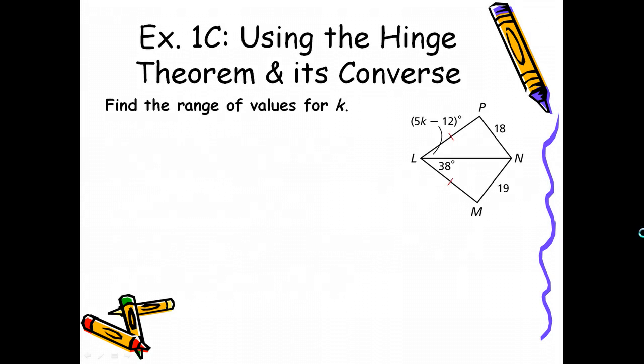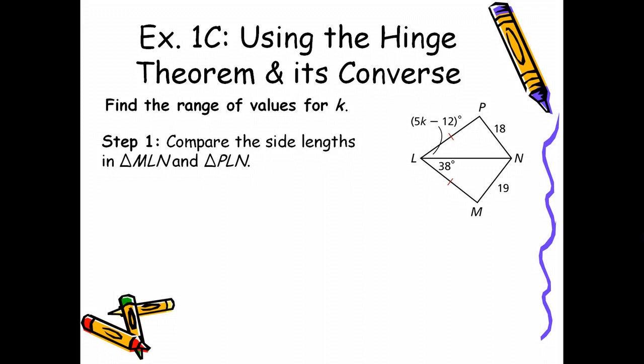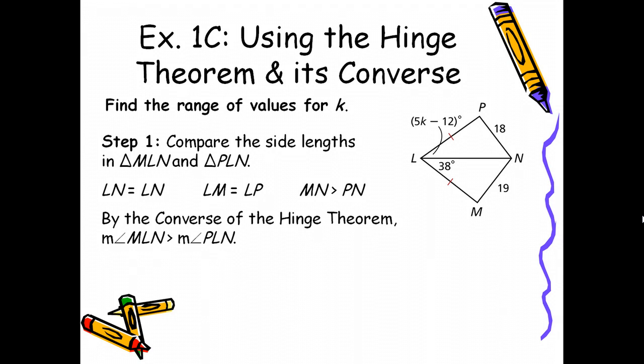One more example of this. We want to find the range of values for K. K could be more than one number. So step 1, we're going to compare the side lengths in triangles MLN and PLN. We know that LN is equal to itself, LM equals LP, and MN is greater than PN. By the converse of the hinge theorem, the measure of MLN is greater than PLN, since it's across from the larger side.